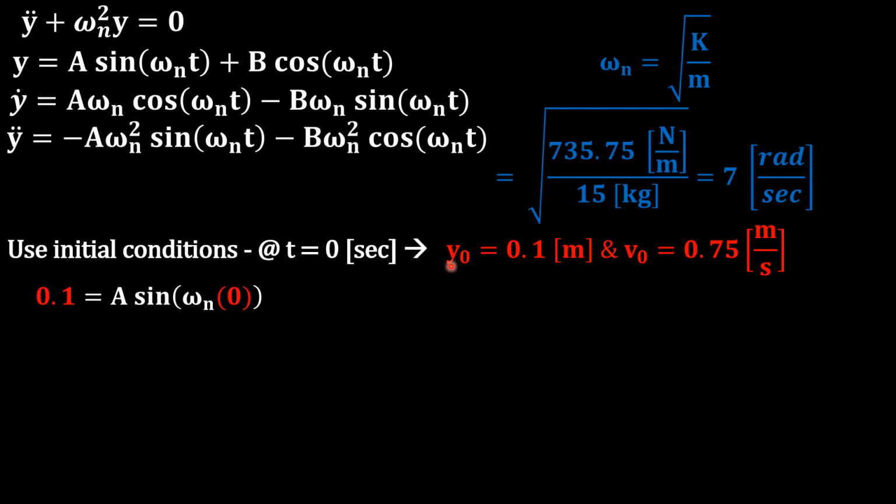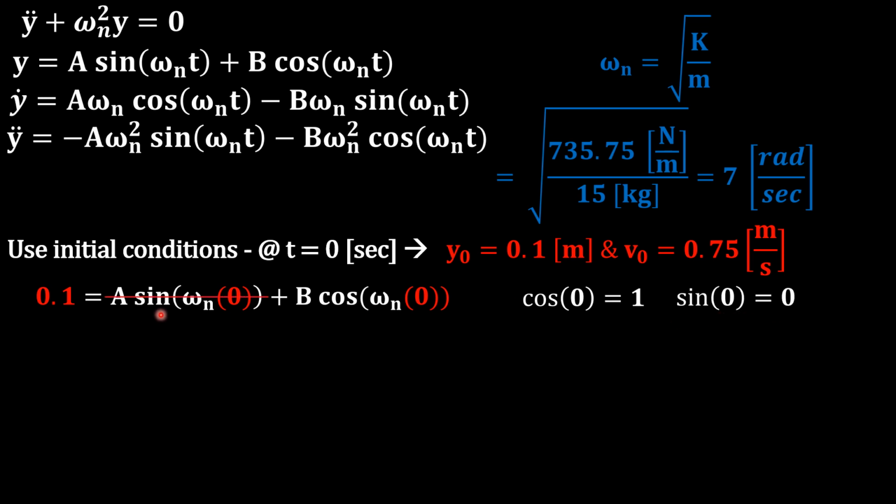We will plug in the y value at 0 seconds and the natural frequency into the position function. 0 times anything will give you a 0. So here we will solve for b, because remember, cosine of 0 is 1 and the sine of 0 is 0. So b will equal 0.1.